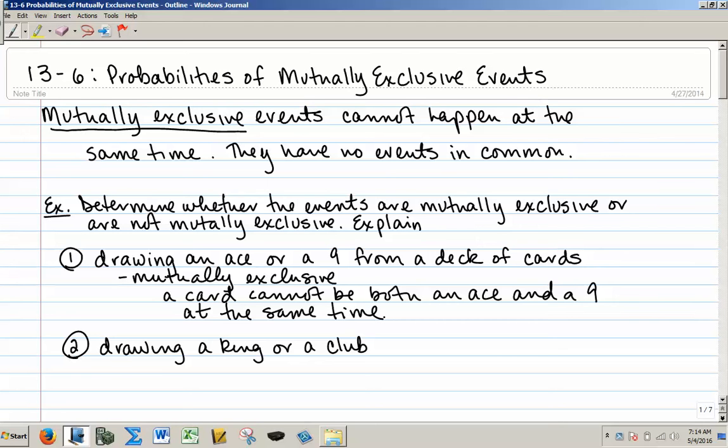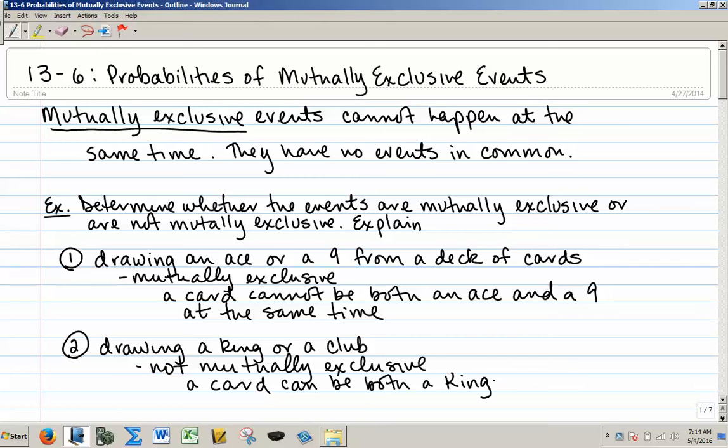Here's a second example. Drawing from a standard deck of cards, a king or a club. So this is a case that they are not mutually exclusive, because a card can be both a king and a club at the same time. Because there is a king of clubs in a standard deck of cards. So this is a case where the two events can happen at the same time.